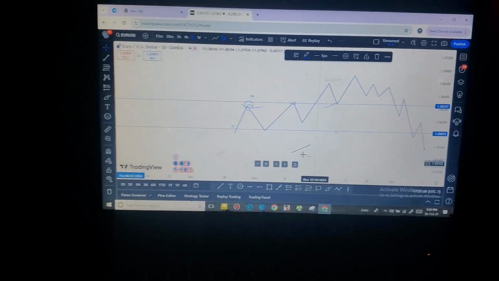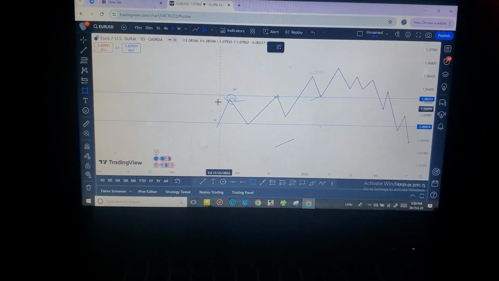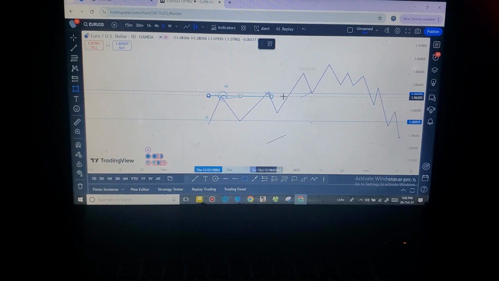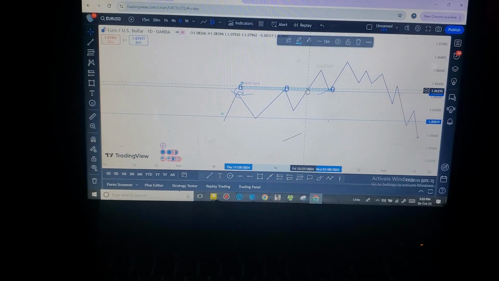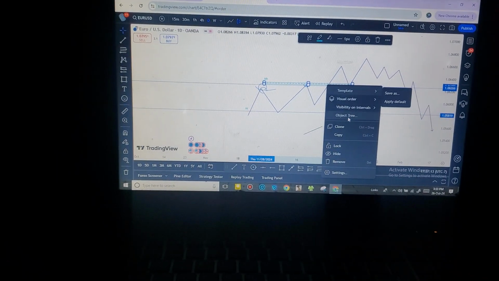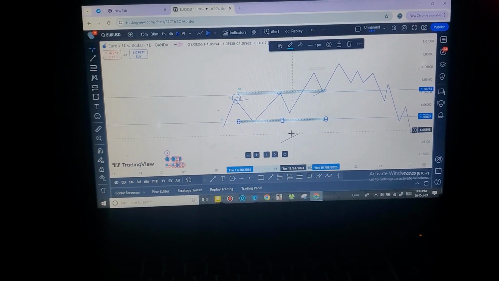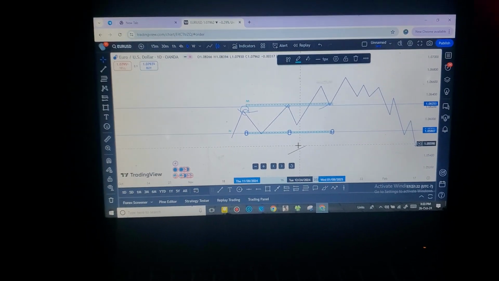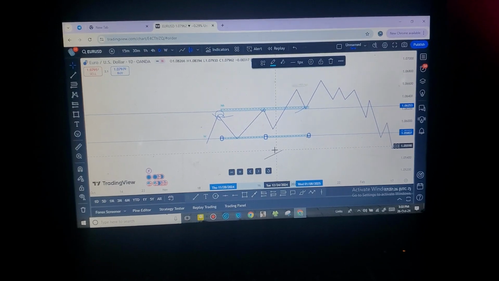So now if we break up here like this, we break the previous higher high, then this will become a new higher high, and this will become a new lower high. So now you know that the daily is bullish. If you are trading, you are going to focus on buys only.